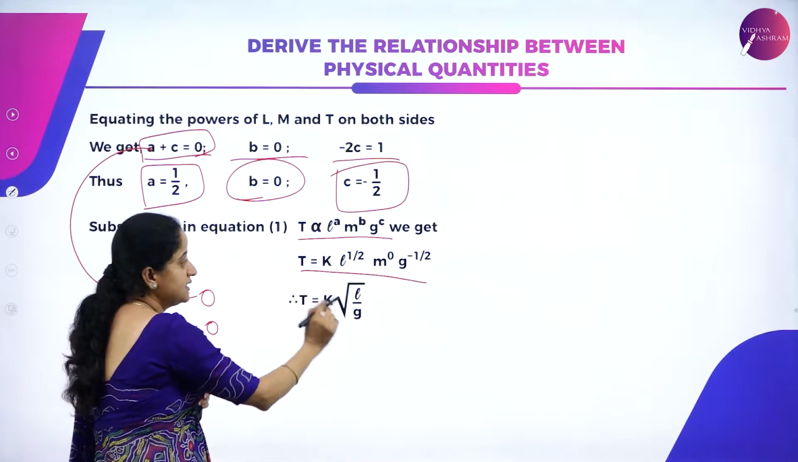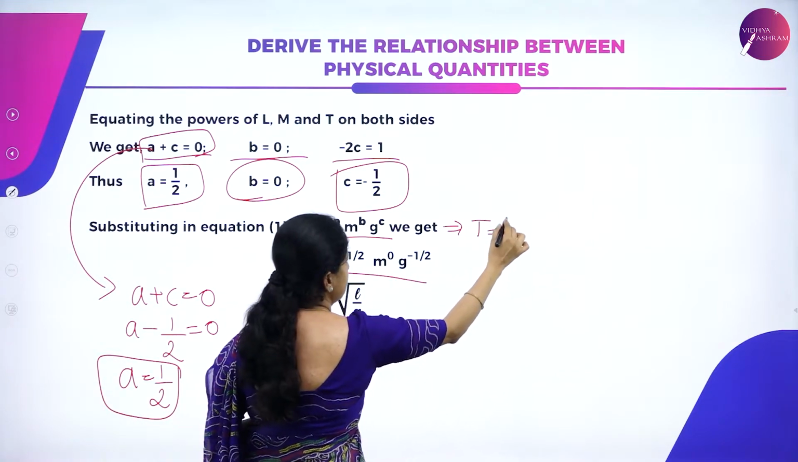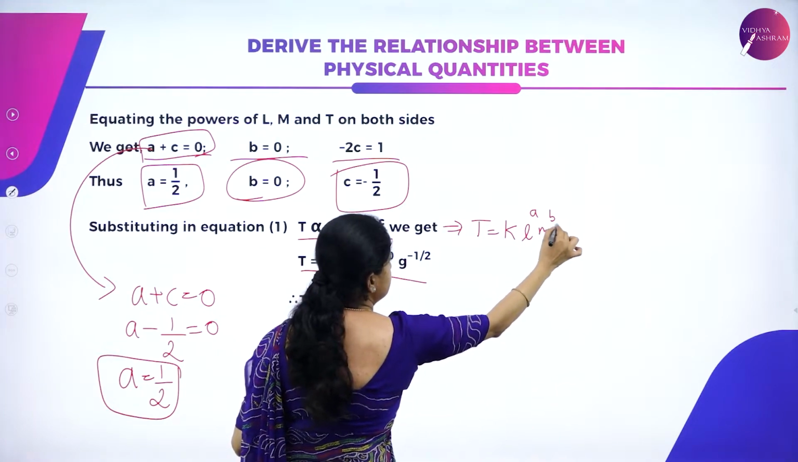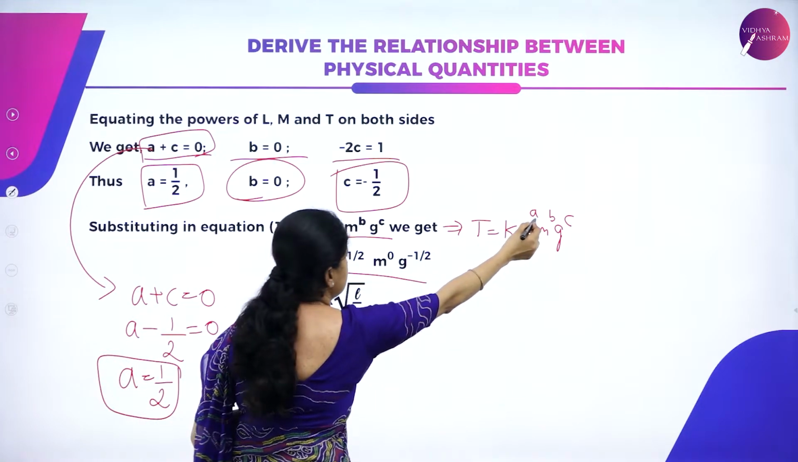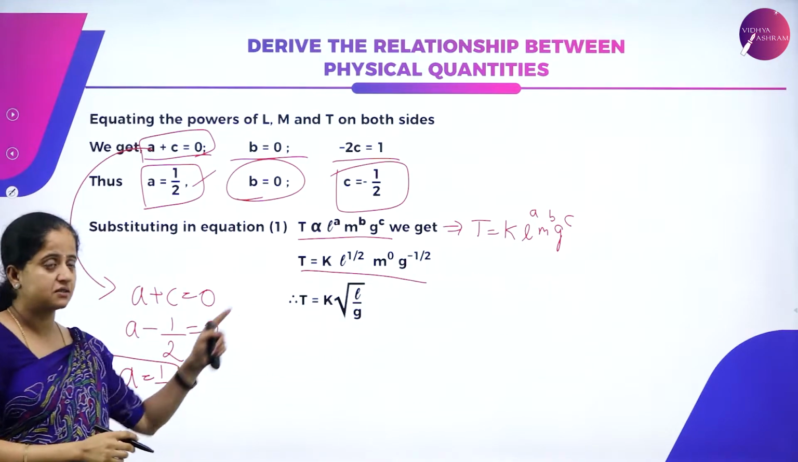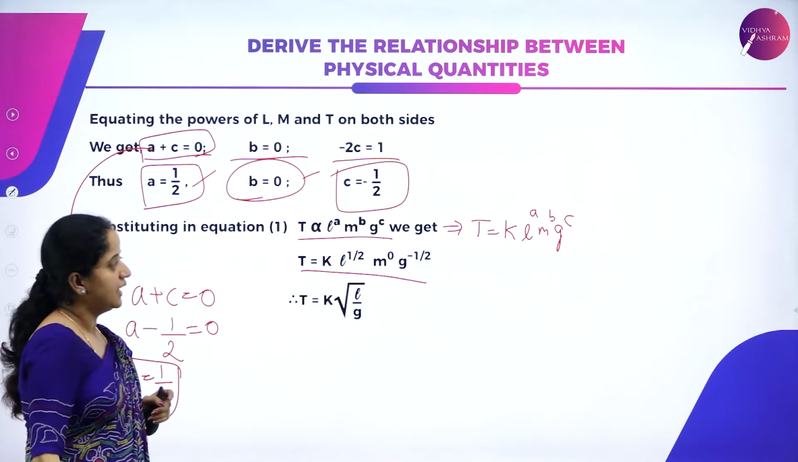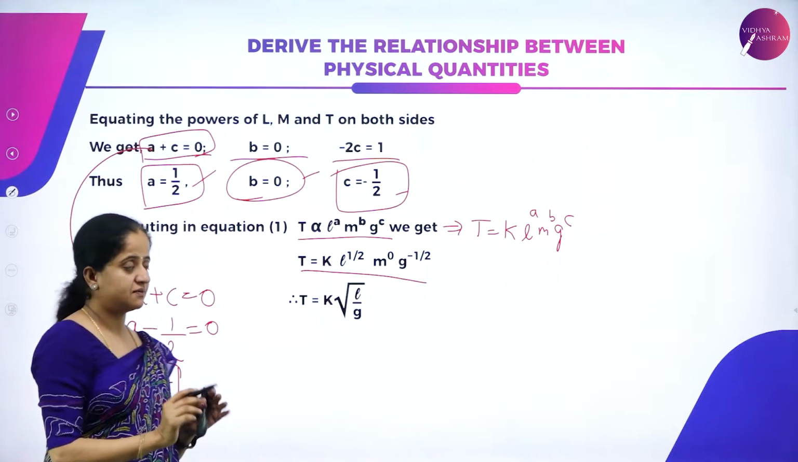So how did we get this? Because here proportionality is replaced by a constant: T equals K, L raised to A, M raised to B and G raised to C. Here K as it is I am retaining. In the place of A, the value obtained for A is substituted. In the place of B, the value obtained for B is substituted. And in the place of C, it is minus 1 by 2 and the value is substituted.